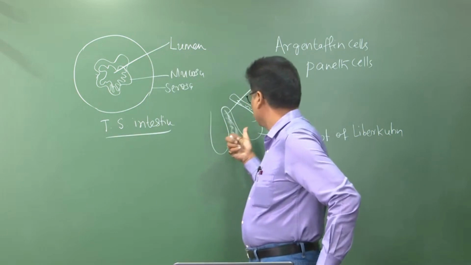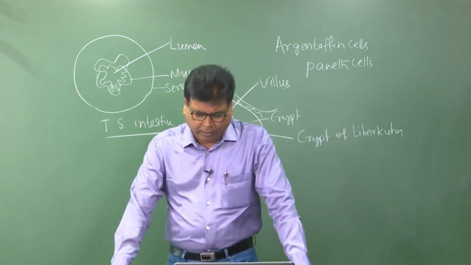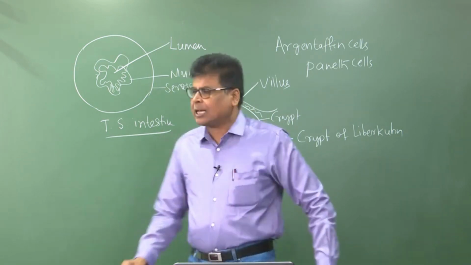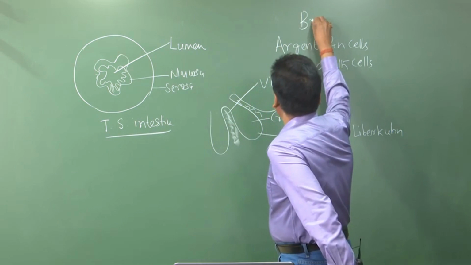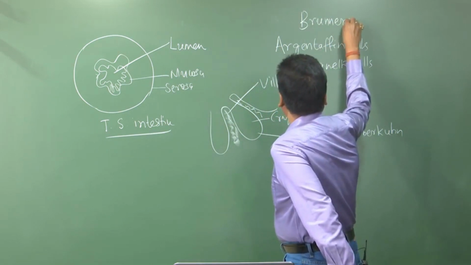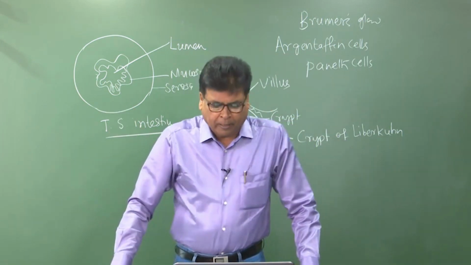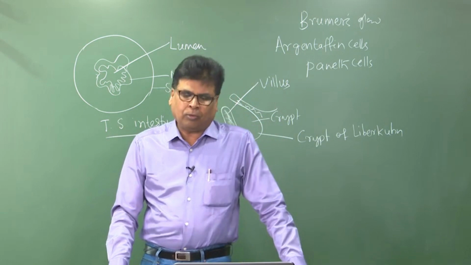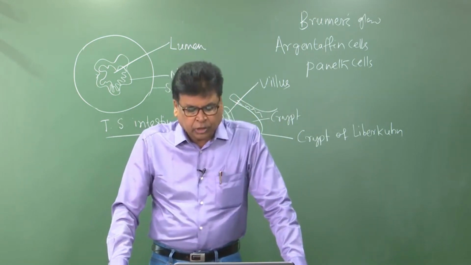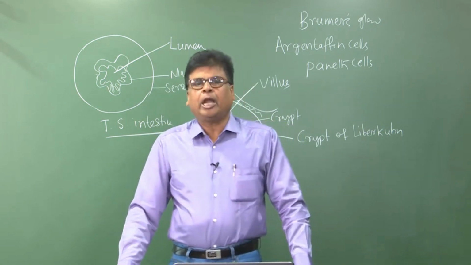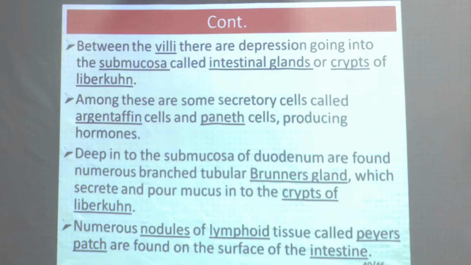Again, deep into the submucosa, there are also found numerous branched tubular glands, and these glands are known as Brunner's glands. Deep into the mucosa of the duodenum are found numerous branched tubular Brunner's glands. This is a very typical character of mammals, these glands secrete and pour mucus into the crypt of Lieberkühn.